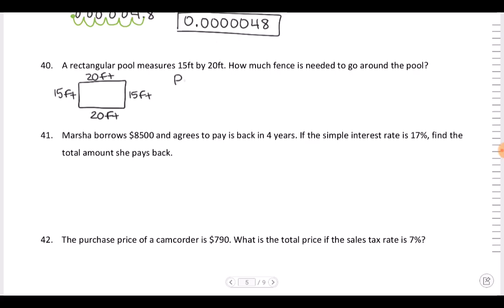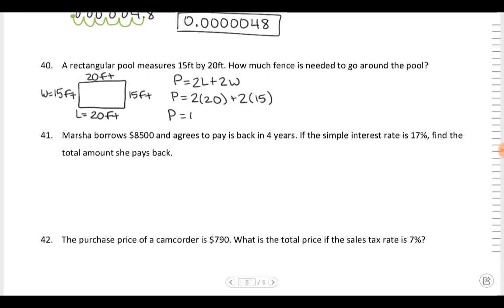Now, there is a formula, but you don't have to necessarily memorize it. I mean, I think we talked about it at the first page. 2L plus 2W. It just means you're adding up 2 of the lengths plus 2 of the widths. Or you can just add up all the sides, however you like to do that. So I'll call this my length and this my width. So 2 times 20 plus 2 times 15.